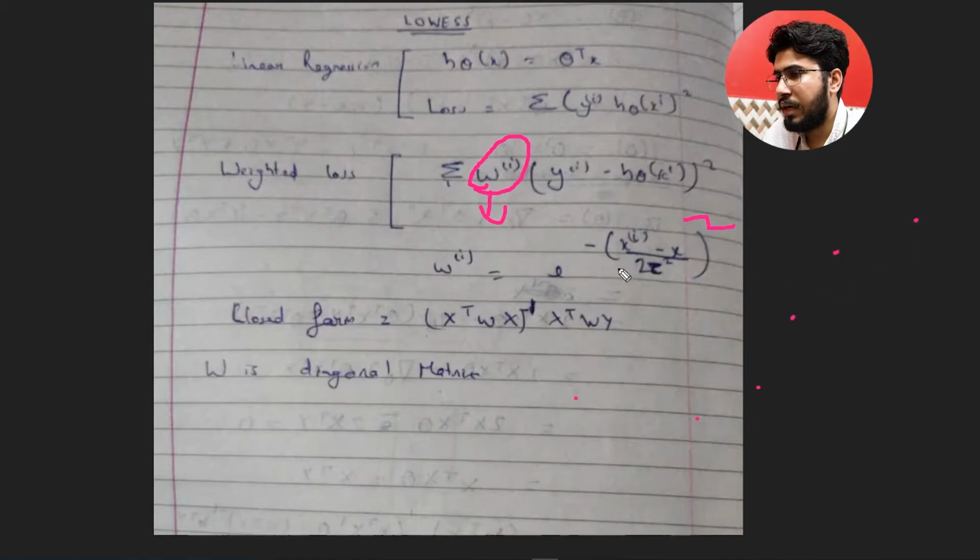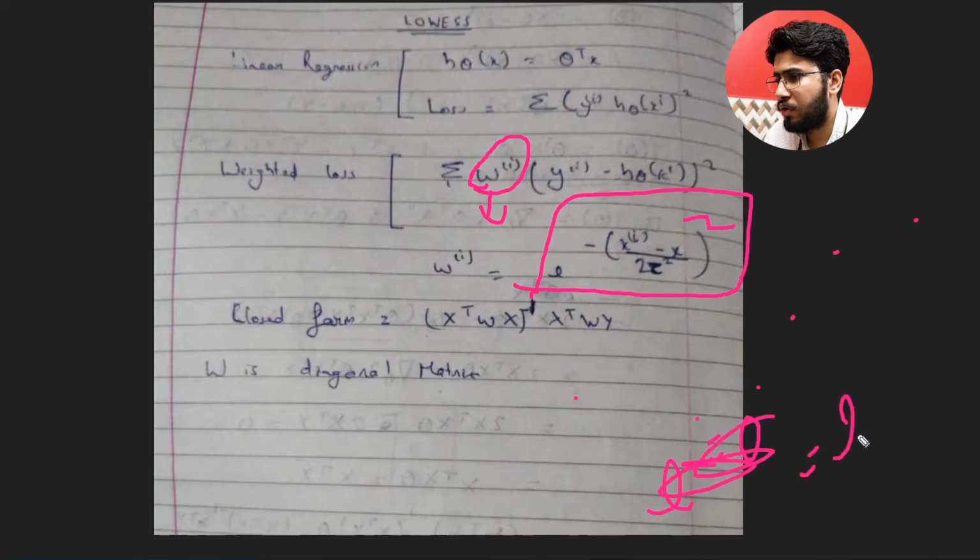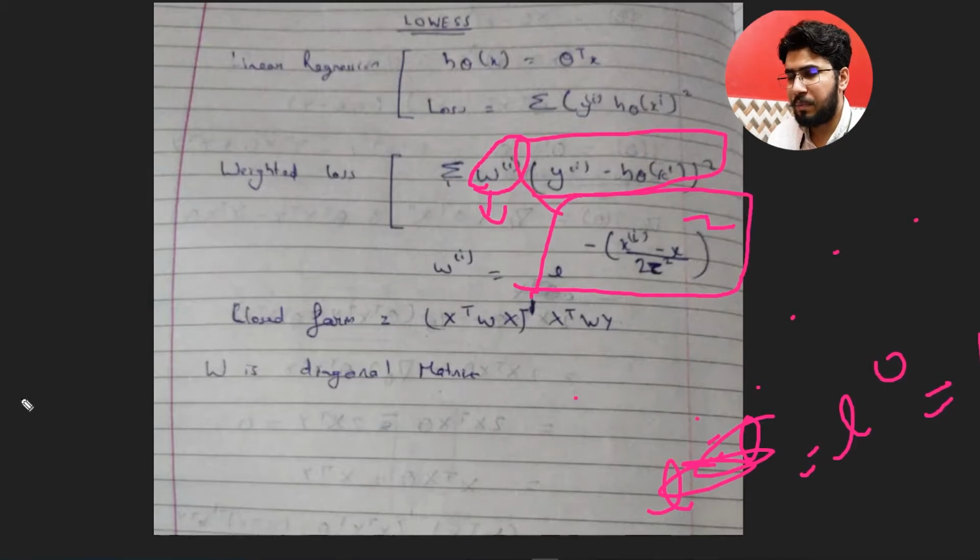So this is tau, and we are going to use this function. If the exponent is 0, that is e to the power 0, then the output will be 1. So the loss will be normal. So let's take an example.